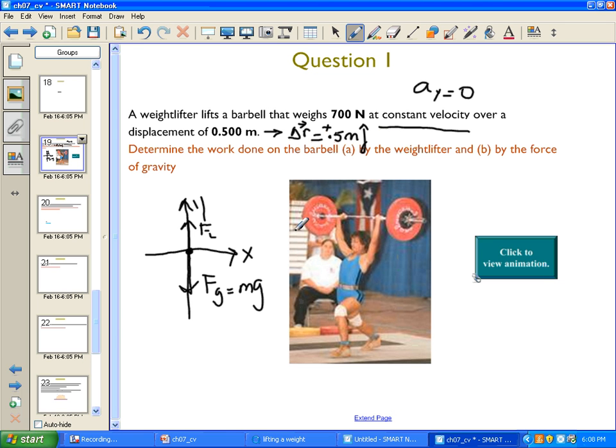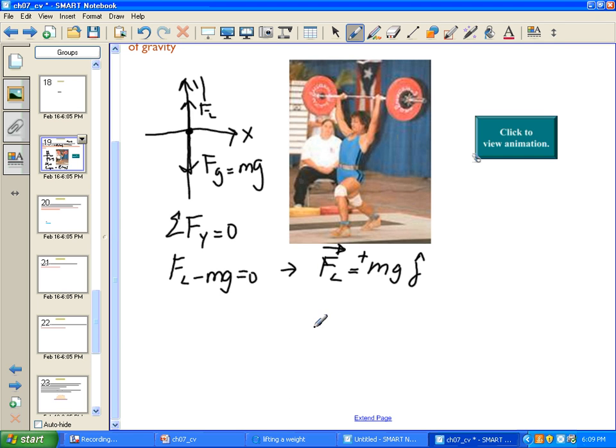Okay, now, having established that a sub y is equal to 0, the net force in the y direction then must equal 0, so that F sub L minus mg, or in other words, F sub g, equals 0, implying that F sub L has a magnitude equal to mg. And if we write this as a vector with the given direction for F sub L, we see that mg in the positive j hat direction is the value of F sub L.